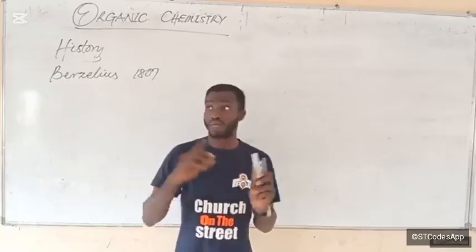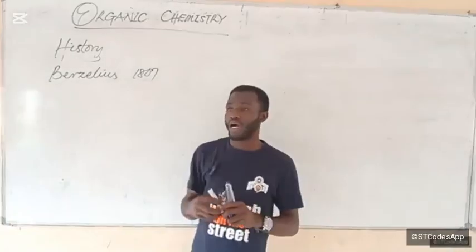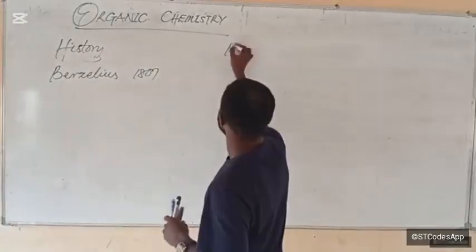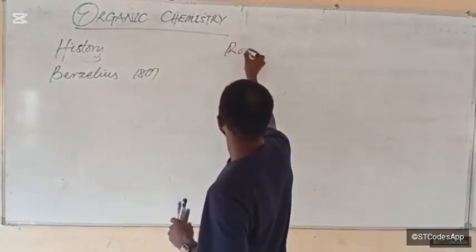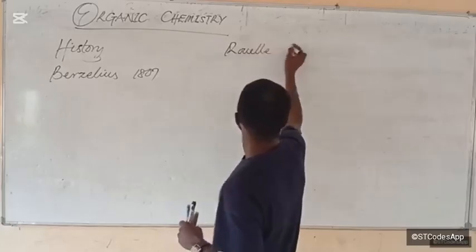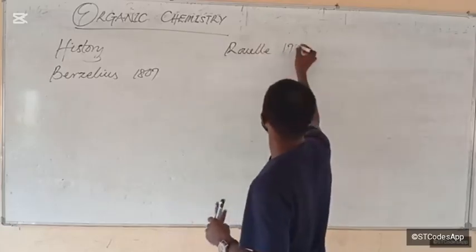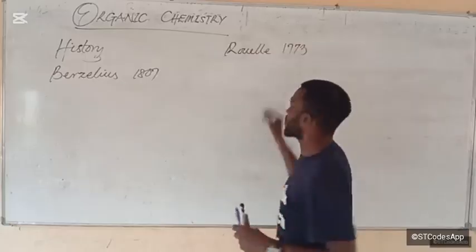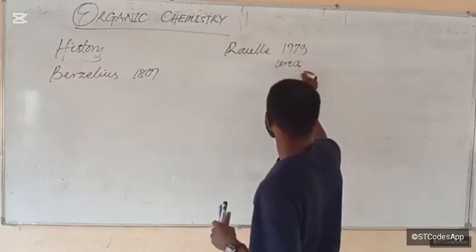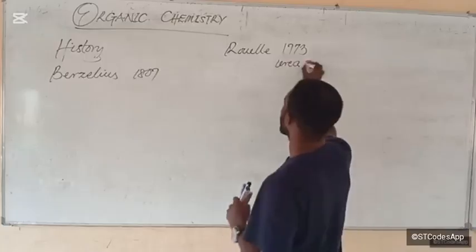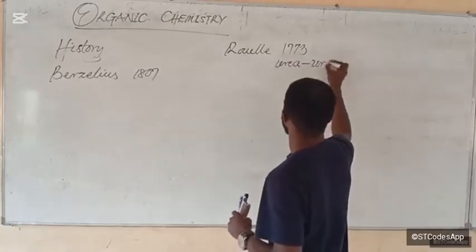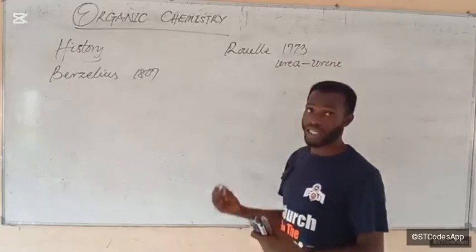It came about because of pre-discoveries that preceded this period, which were those of Rouelle, who in 1773 discovered urea, synthesized urea from urine, which is a product of an animal waste, right?